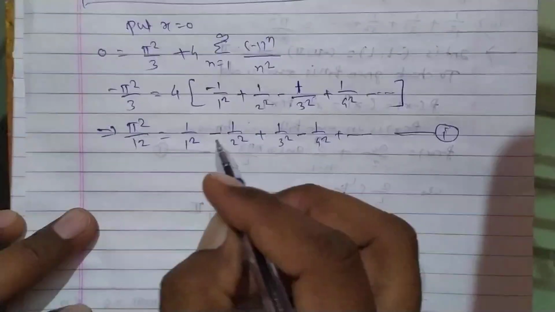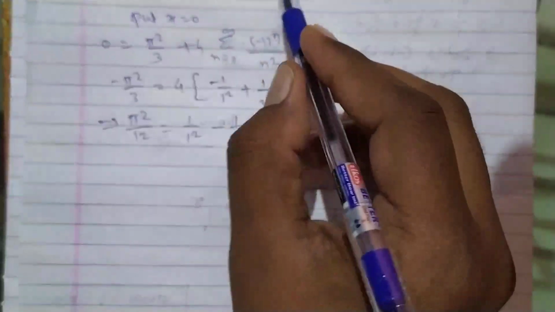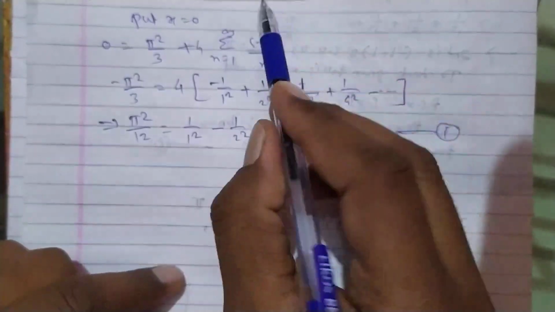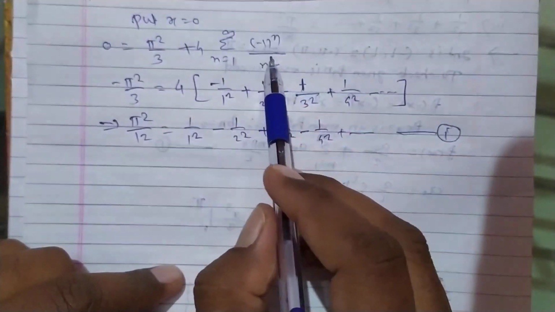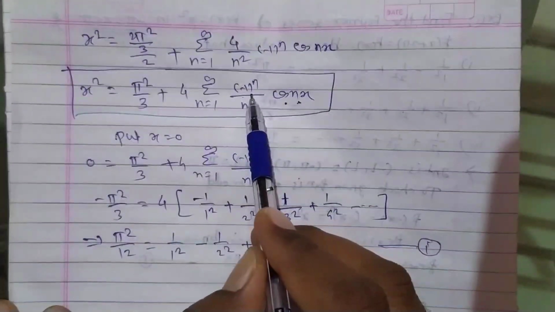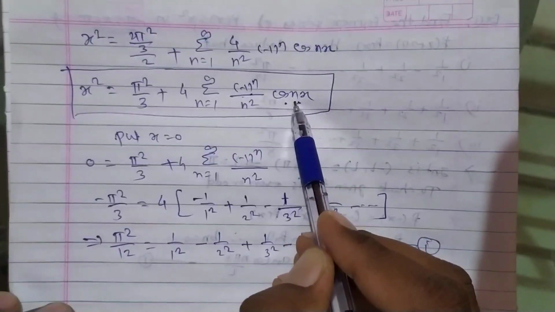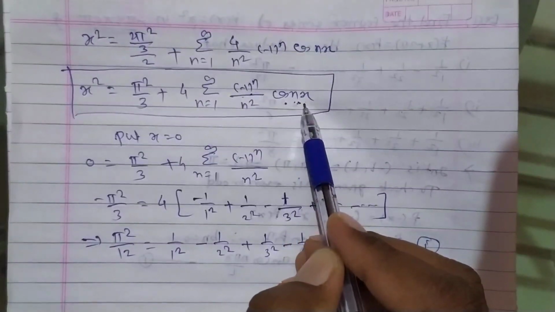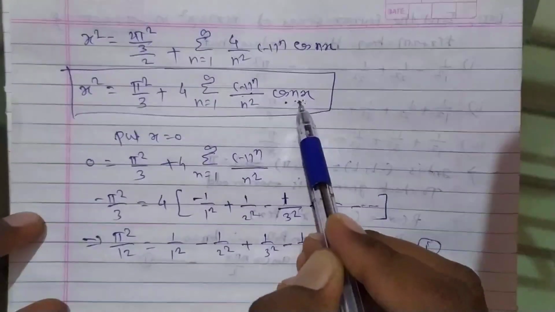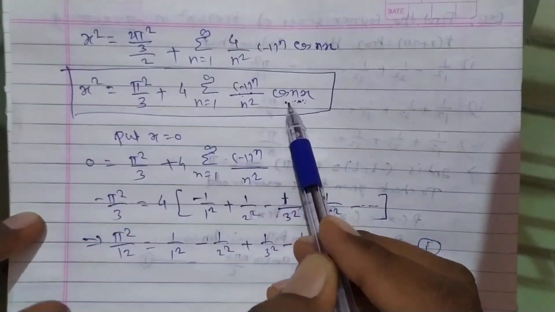Now for the second condition, we want all positive signs. We get all positive signs if the power of minus 1 is even. So for which value of x do we get another minus 1 raised to n here? If you put x equal to pi, then cos n pi is minus 1 raised to n, and minus 1 raised to n into minus 1 raised to n is minus 1 raised to 2n.